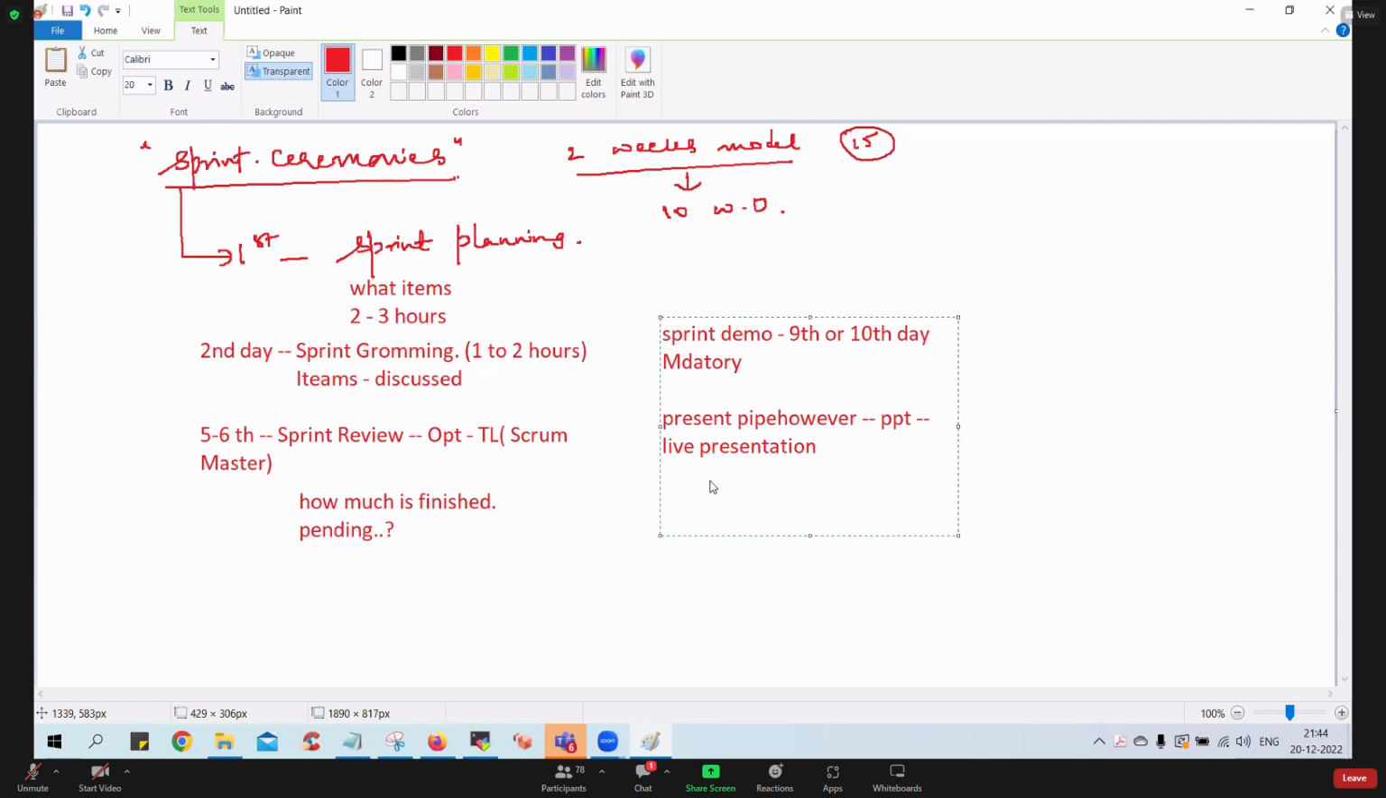Whatever work you have done, you have to give the presentation, or you can say the live stuff, how it is working. Got it? That is called sprint demo. On the last date, that is on the 10th day, it is a mandatory component. And on this, we'll discuss something called sprint retrospective.